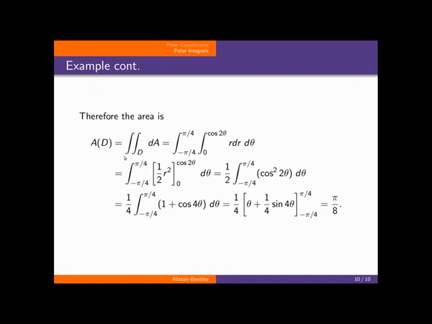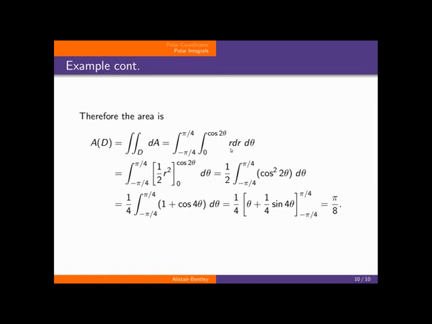So now we're going to transfer the integral over to polar coordinates. So for the bottom part of the angle, we're going to plug in minus pi over 4. For the top part of the angle, we're going to plug in pi over 4. And then for the bottom part of r, we're going to plug in 0. And for the upper region of r, we're going to plug in the function cosine 2 theta.